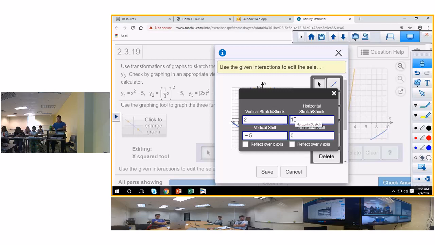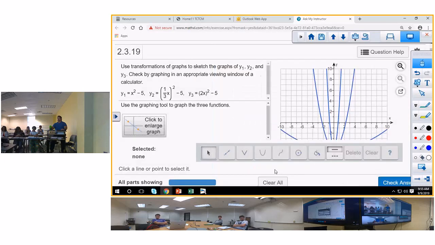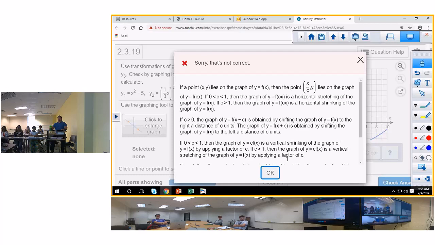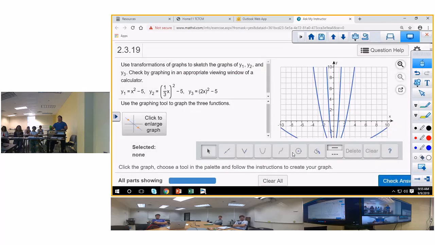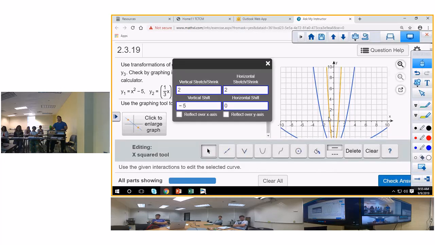Because they don't want you to do that yet. I guess they're waiting for chapter 3 to do that. I think they fixed it. Did they fix it? I'm not exactly sure. I put it in. Well, check. Oh, they did fix it. Good. No, I think it's because you put the 2 vertical and horizontal stretch. I'm going to try 4. I hope they fixed it.